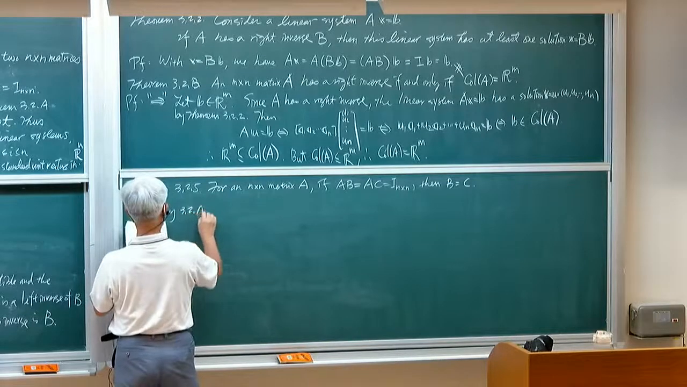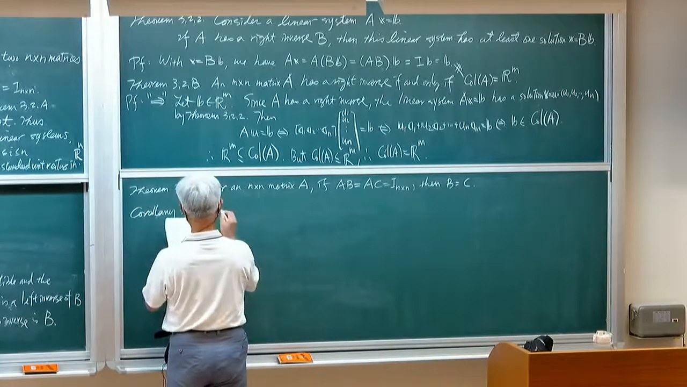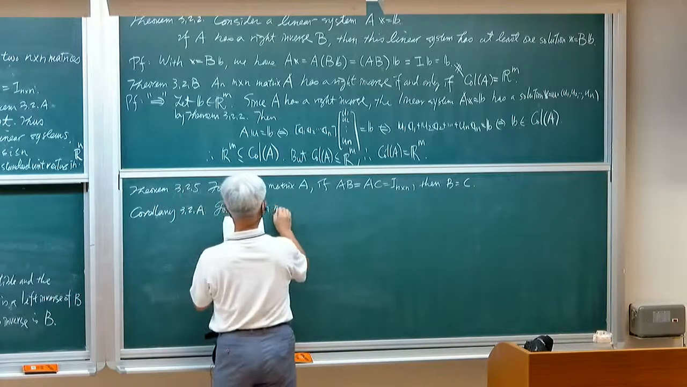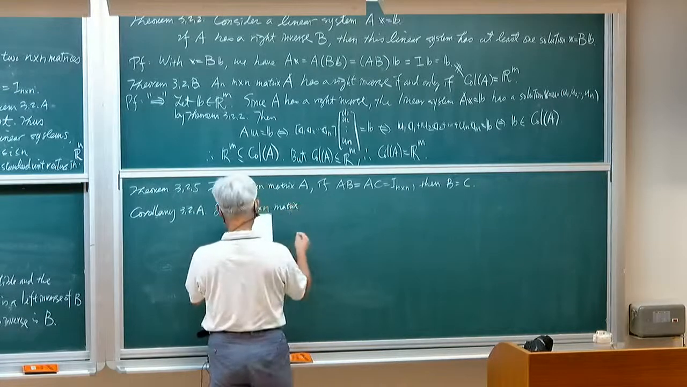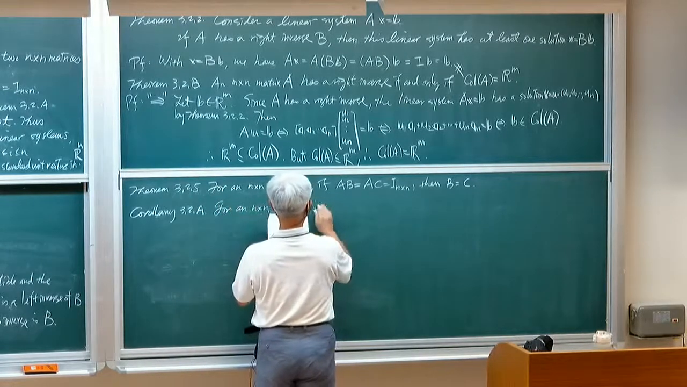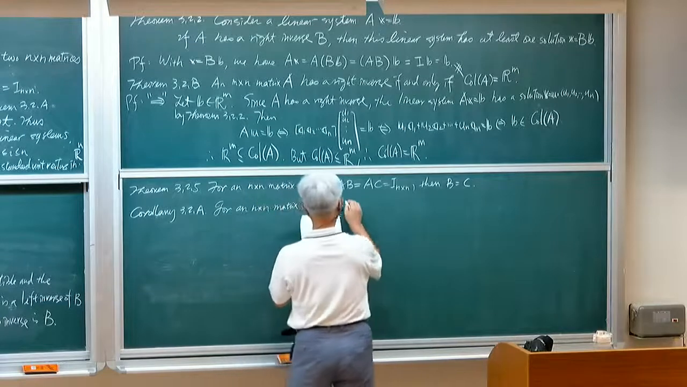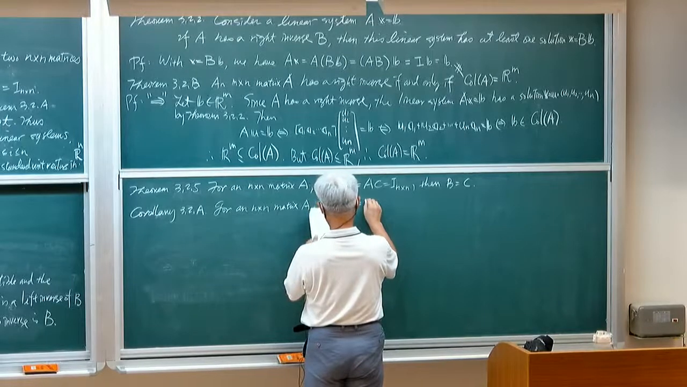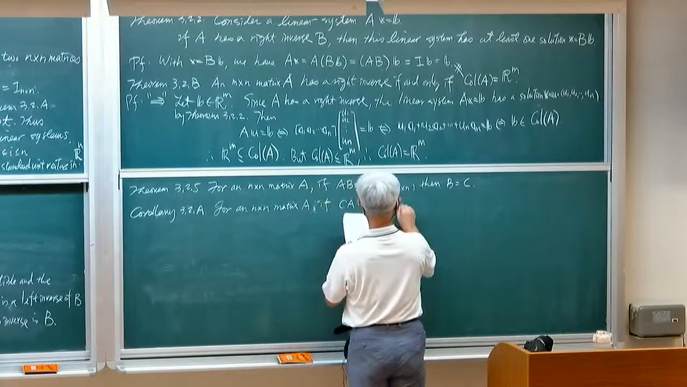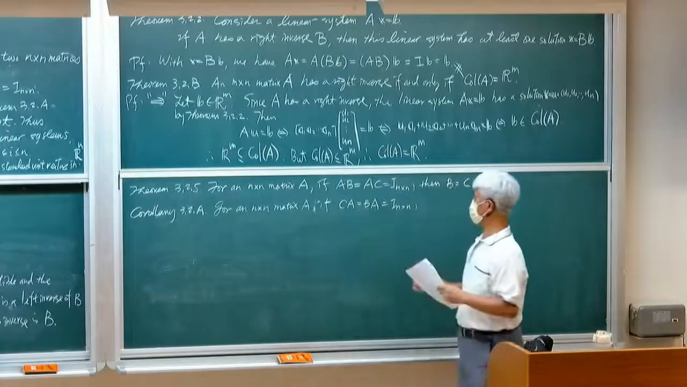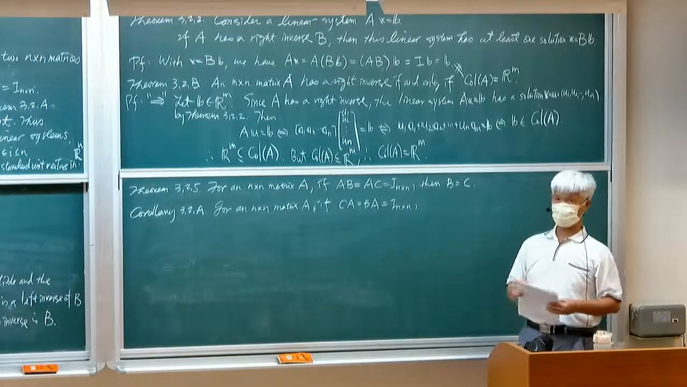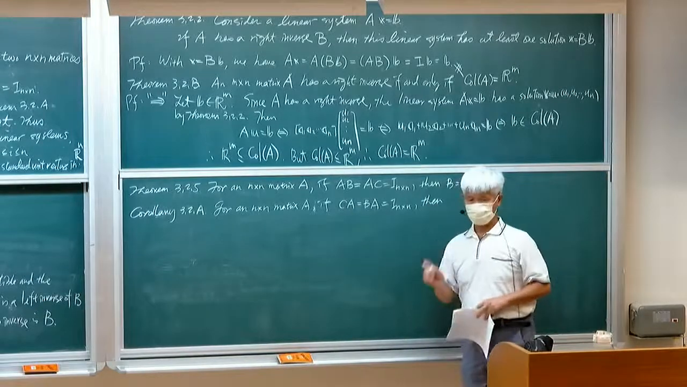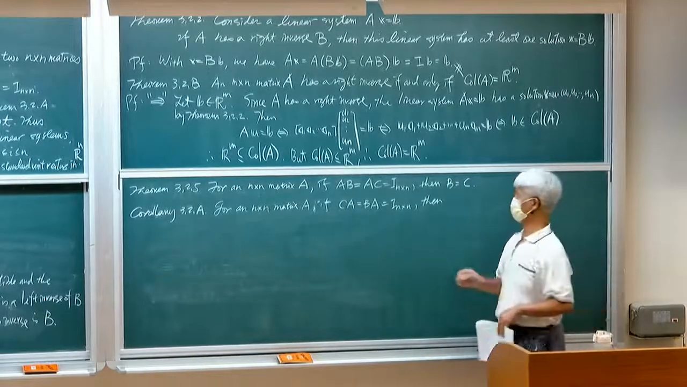All right, so for symmetry, I just write down a corollary. If CA is equal to BA, so if B and C are left inverses of A, then C and B are inverses of A and must be equal.